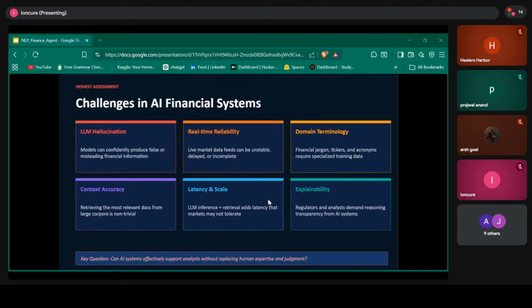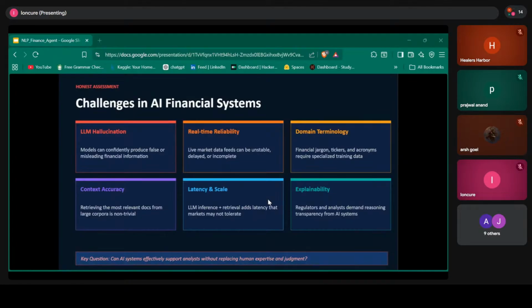Then domain-specific terminology is harder than it looks. For example, ticker symbols, regulatory acronyms, or financial jargon, and so on. Those require purpose-built training data or fine-tuning. Also, context retrieval accuracy, making sure the right documents are retrieved, is non-trivial and requires careful chunking and re-ranking strategies.